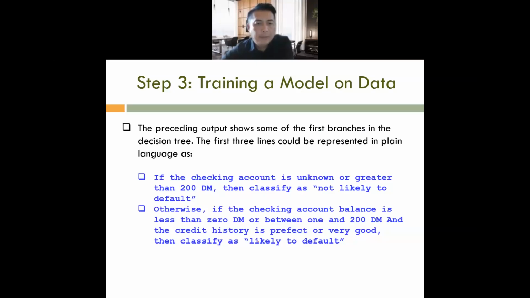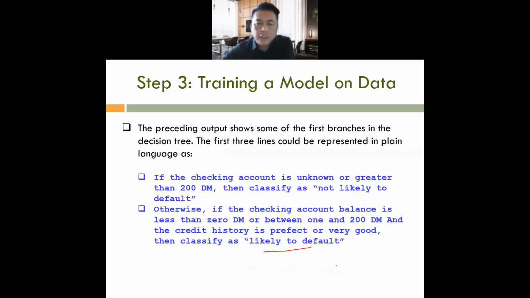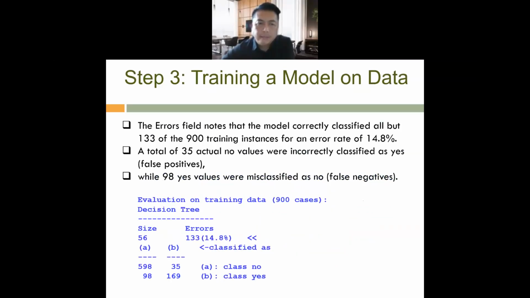You're saying that if the checking account is unknown or greater than 200 Dutch money, then classify as not likely to default. Otherwise, if the checking account balance is less than 0 Dutch money or between 1 and 200 Dutch money, and the credit history is perfect or very good, then classify as likely to default. So this one is this one. Okay. So decision tree is a very good classifier in which you can explain why certain samples can be classified as positive and negative. Okay.